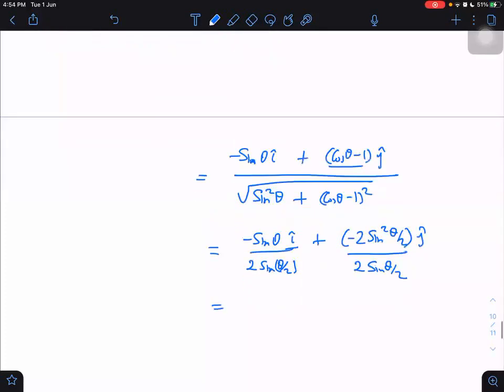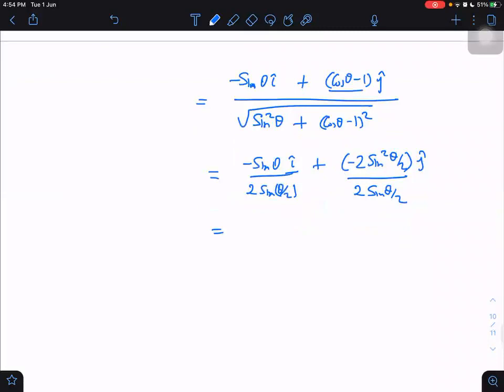Now tell me, what is this coming out to be? I can write it as minus cos theta by 2 i cap, minus sine theta by 2 j cap, by the sine theta formula. What formula has he used? He has used the formula that sine theta can be written as 2 sine theta by 2 into cos theta by 2. What next? Next is, I think, minus sine theta by sine theta.